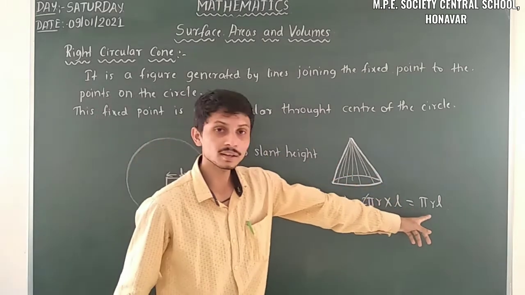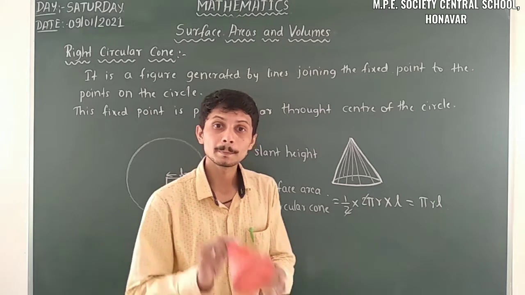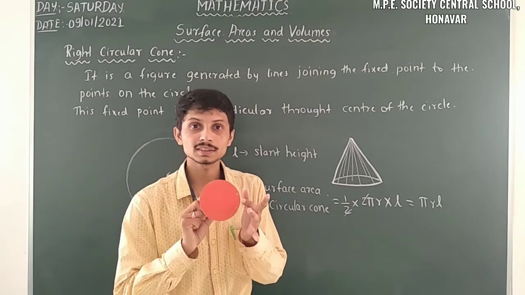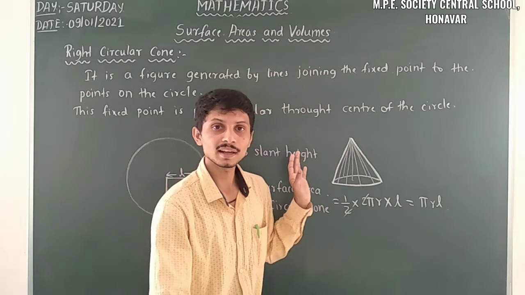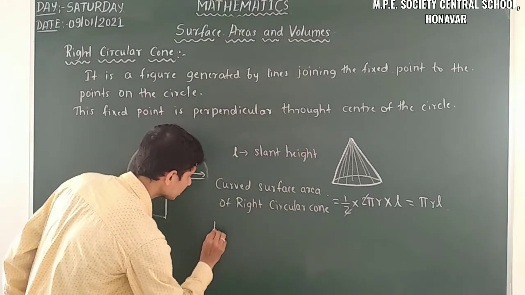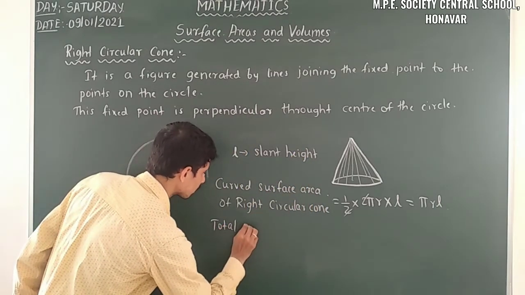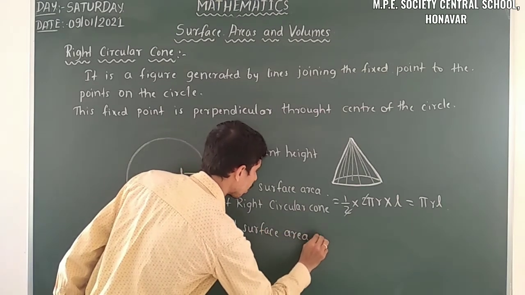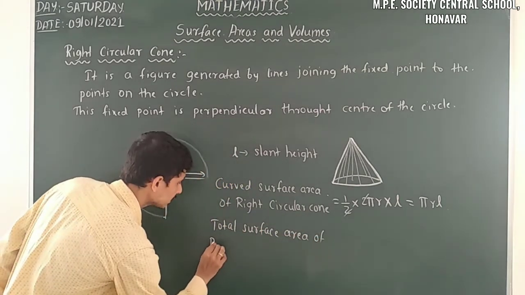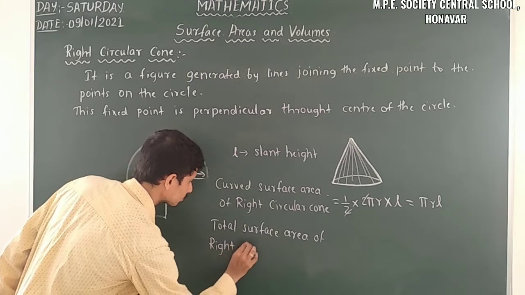So what is r here? r is the radius of the base circle and L is the slant height. Then let us take the total surface area of a right circular cone.